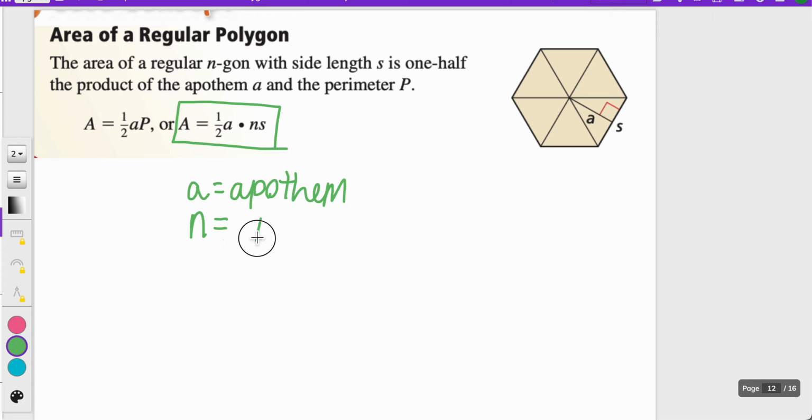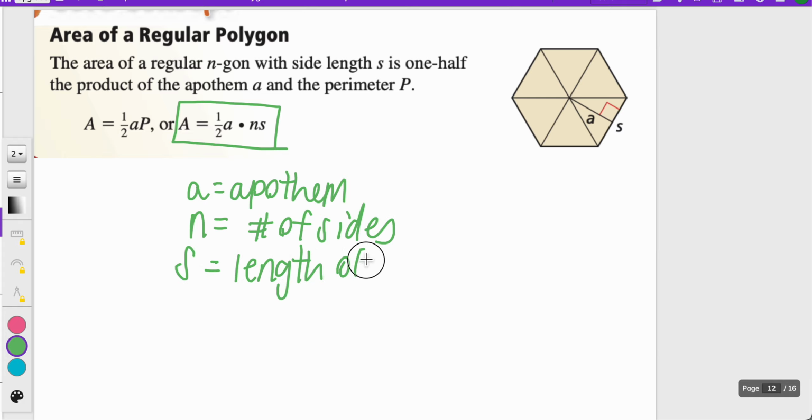N is going to represent your number of sides, and S is the length of each side of that polygon. So in order to find the area of a regular polygon, which in this case will often be inscribed in a circle, that's okay, we're just going to look at that polygon: 1/2 times A times N times S, or A times N times S divided by 2, whatever you choose there.